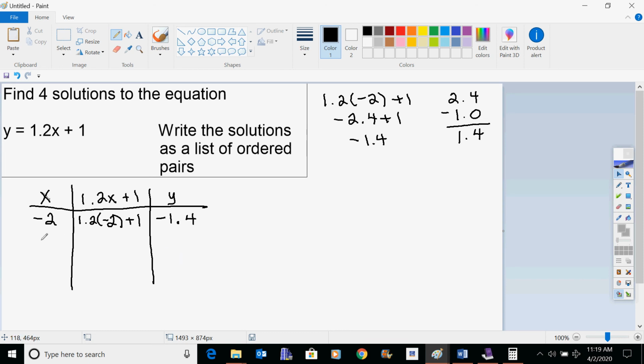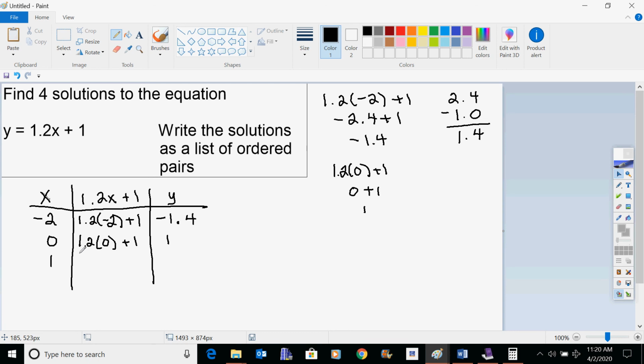Okay, let's pick another number. I'm going to pick 0. I do not even have to go in order. All I have to do is have 4 numbers. I like 0. I am always going to be picking 0 as one of my numbers. 1.2 times 0 plus 1. Super useful number that 0 is, because it makes the easiest problem. 1.2 times 0 is 0. 0 plus 1 is 1. That one's done.